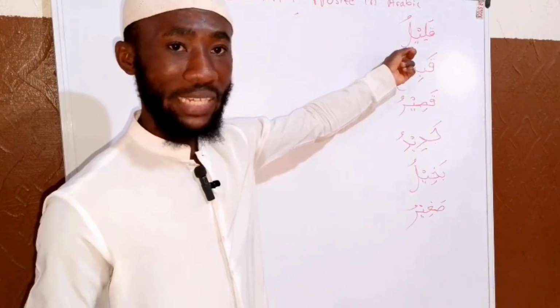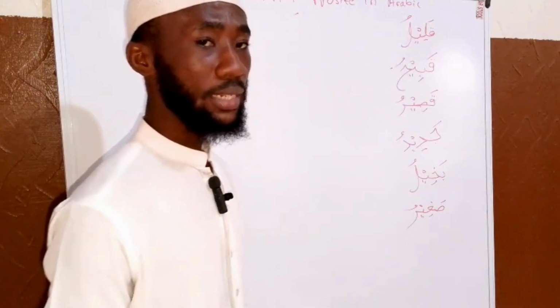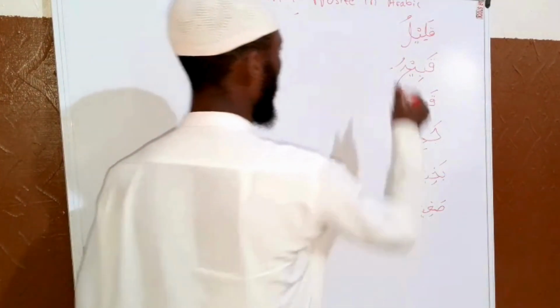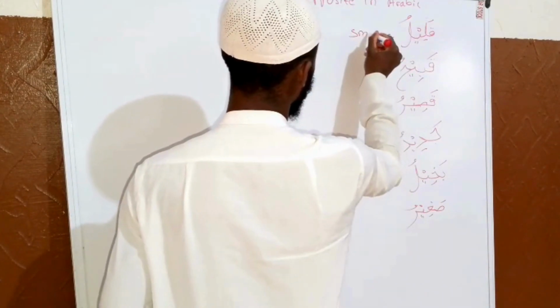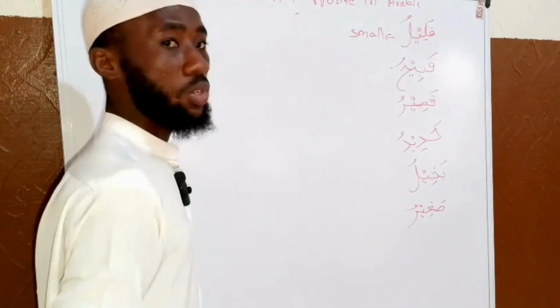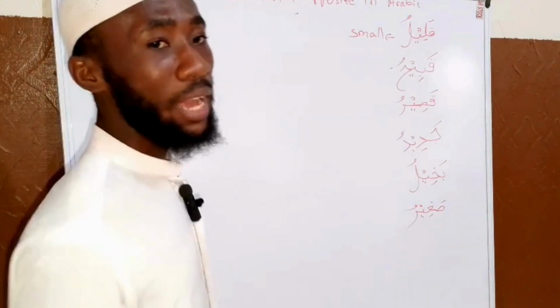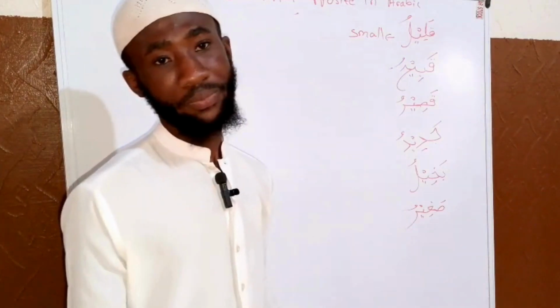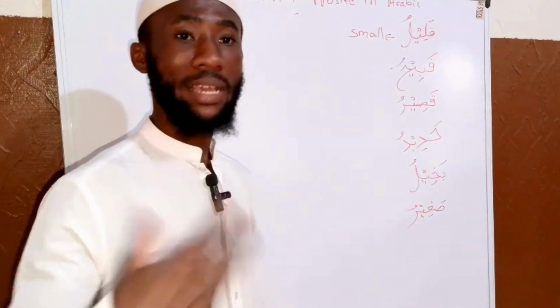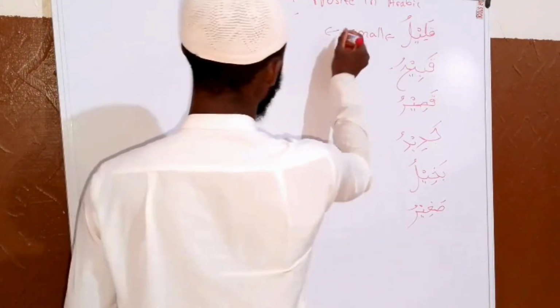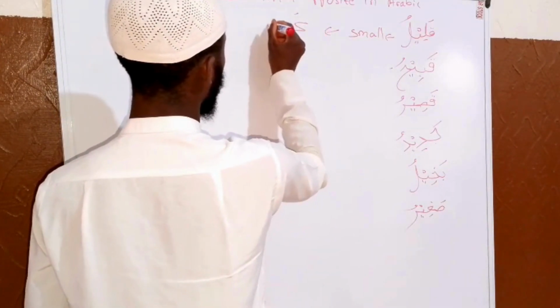Now, the first word we have here is qalil. Qalil means small. Now, what is the opposite of qalil? The opposite of qalil is kathir. Kathirun.